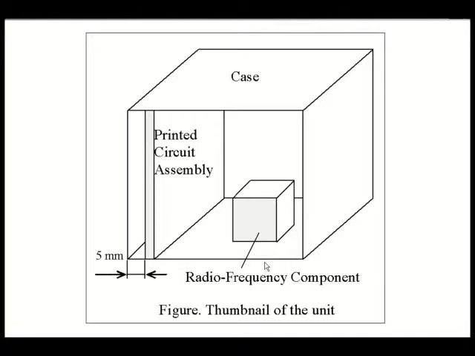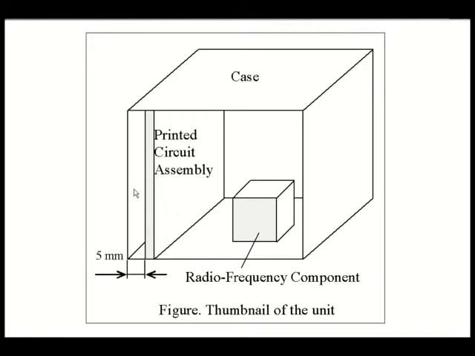The sizes of the unit: length 250 mm, width 200 mm, height 300. In the metal case, a printed circuit assembly is fastened, on the right side of which radio frequency components are fixed. Thermal power of 7 watt is being uniformly dissipated on the area of the printed circuit assembly.